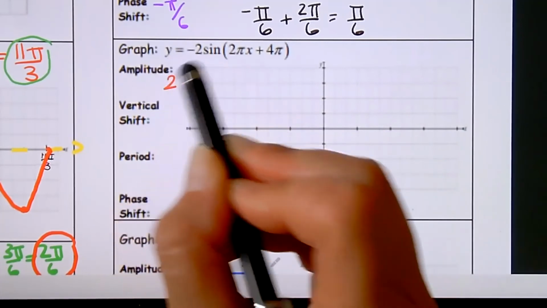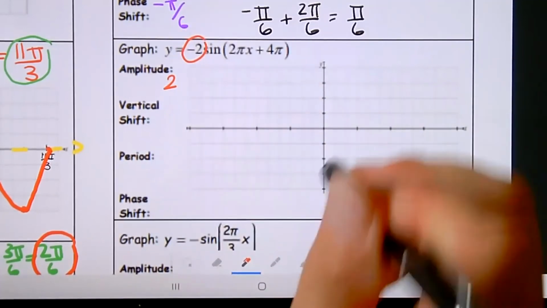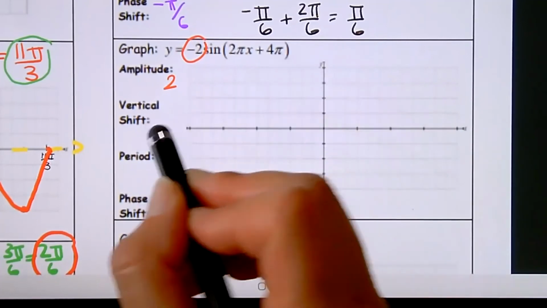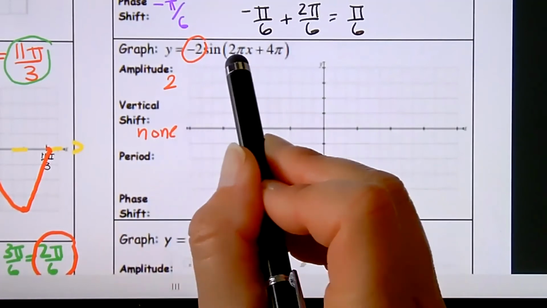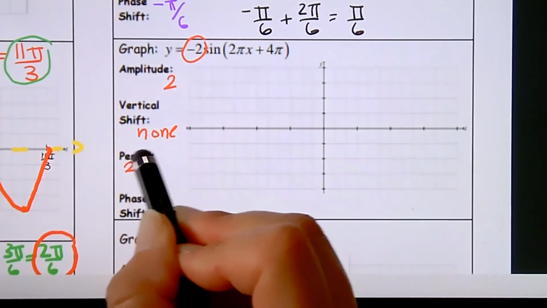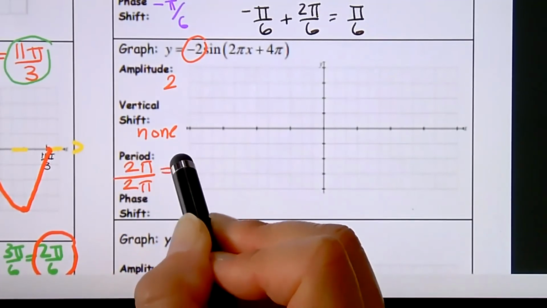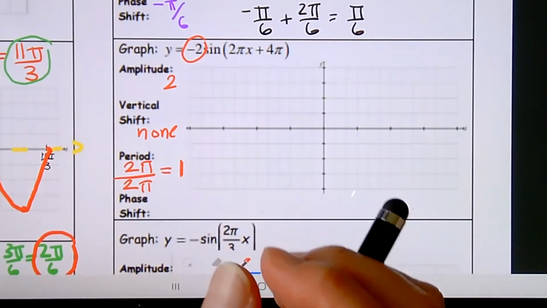So my amplitude is 2, but again, it's a -2, so I'm going to be starting going down. I don't have anything here that's going to be adding or subtracting, so this is none for vertical. Now, again, this 2 pi is in front of my x. So it's 2 pi divided by 2 pi. So my period is 1.